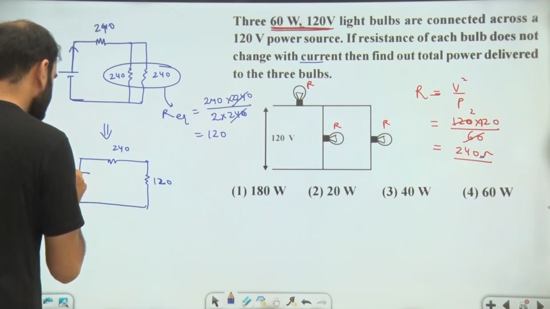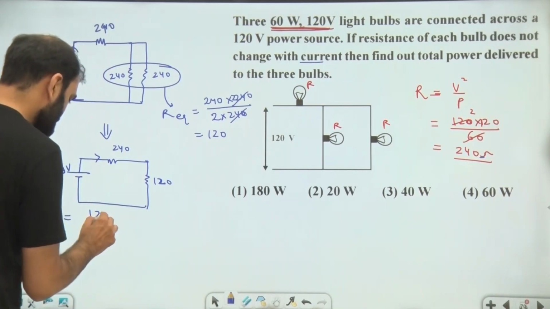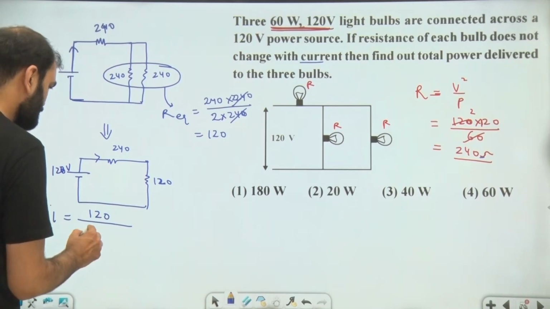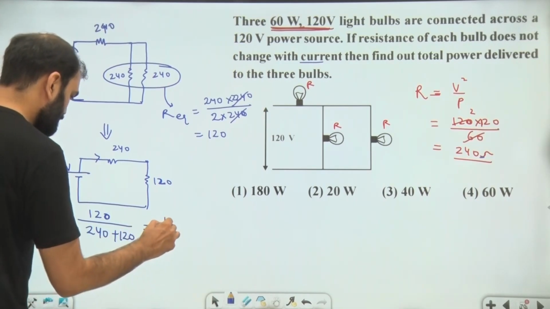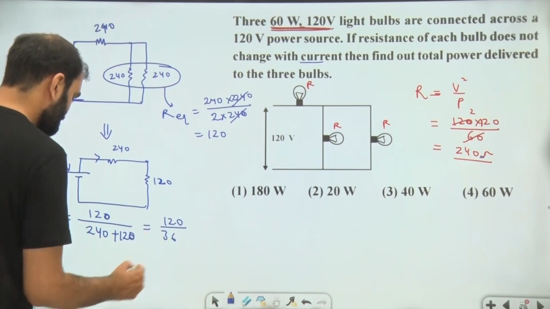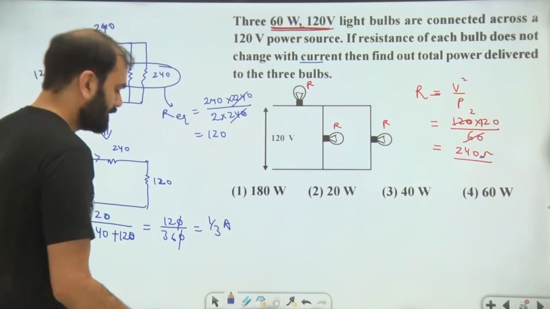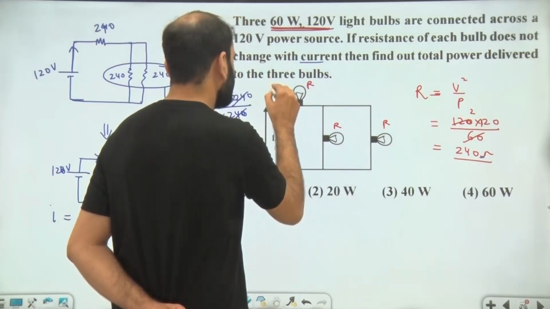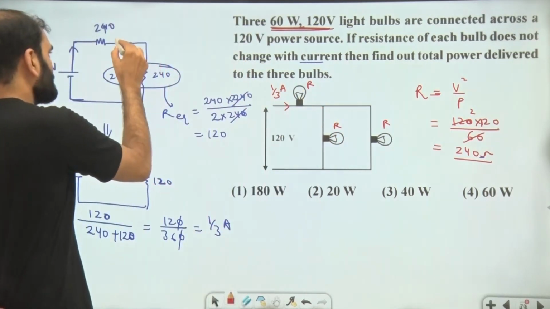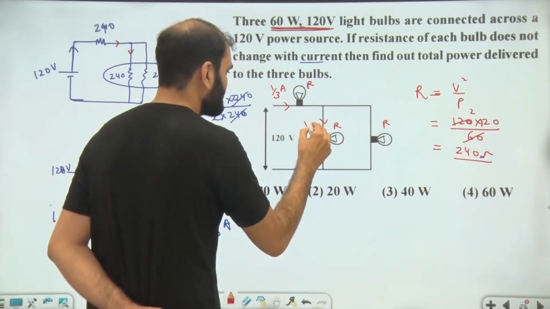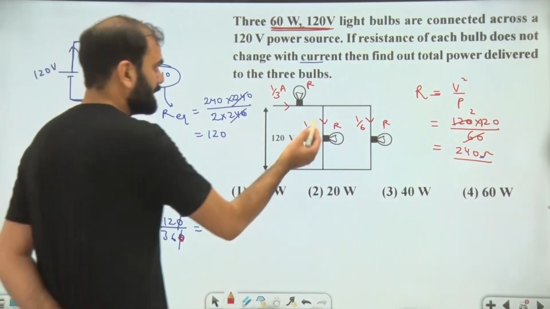120 volt. The current in the circuit, I, is equal to the EMF of the cell upon the total resistance, which is 240 plus 120. That is 120 upon 360, which cancels out to 1 by 3 ampere current in the circuit. Since these are equal resistances, the current will divide equally, so it will be 1 by 6 ampere in this branch and 1 by 6 ampere in this one.